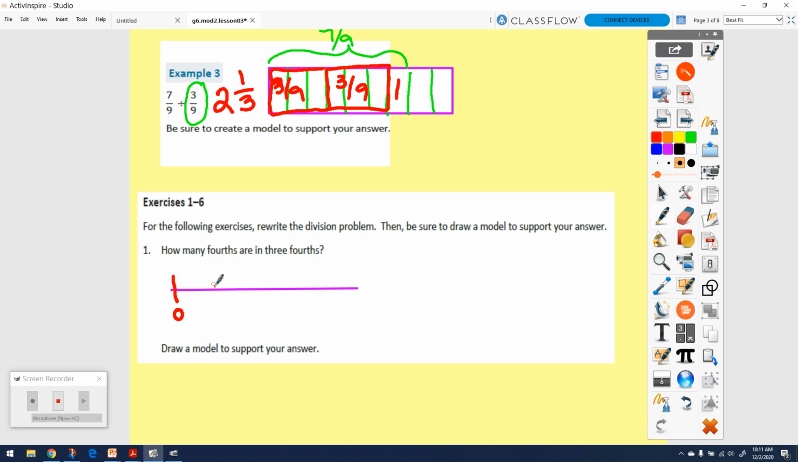Here is 1/4. Here is 2/4, which is the same thing as a half. Here is 3/4, and here is our number 1. It said, how many fourths are there in 3/4? So if I'm ending at 3/4, I want to know how many fourths are in there. Well, here's 1, here's another one, and here's another one. So the answer would be 3. There's 3 of them. Here's the first hop, here's the second hop, here's a third hop.